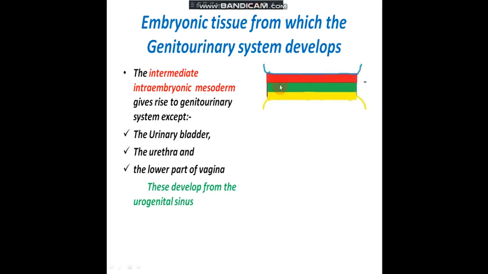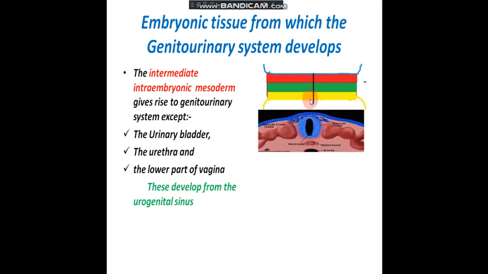So let us take a rough diagram of the trilaminar embryonic disc. The red one is the ectoderm, the green is the mesoderm, and the yellow is the endoderm. Above which we have the amniotic cavity and below we have the yolk sac. Now we take a transverse section. So what we can see is the embryonic disc appearing like this.